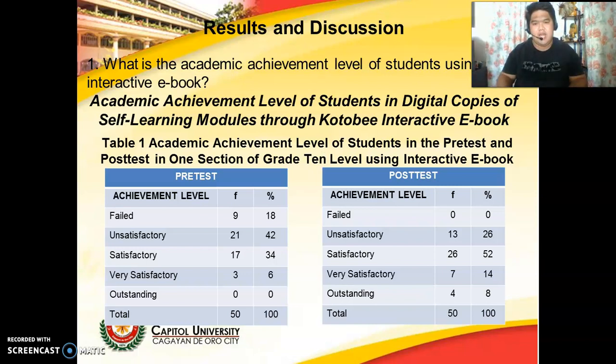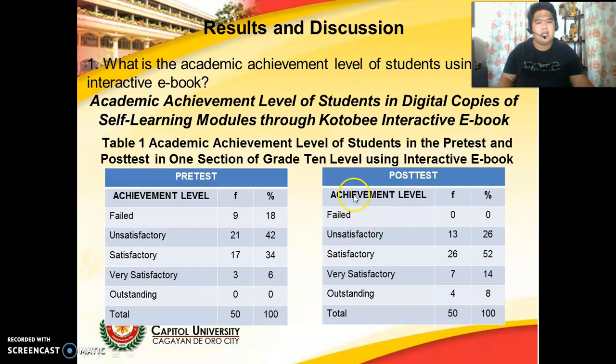Now, for the pre-test, I have here failed 9, that's 18%, unsatisfactory 21, 42%, satisfactory 17, 34%, very satisfactory 3, that's 6%, and outstanding 0, that's 0%, a total of 100%.